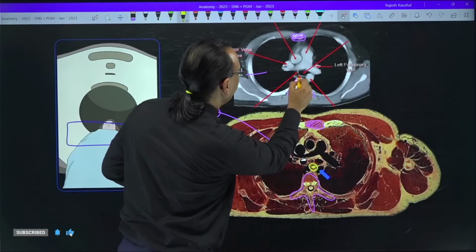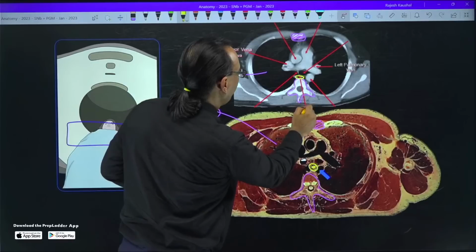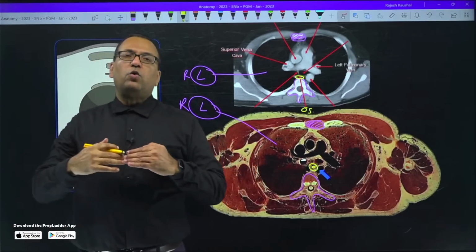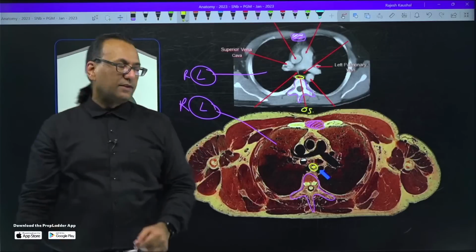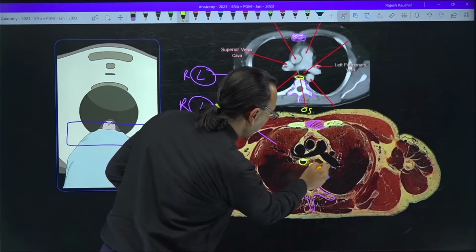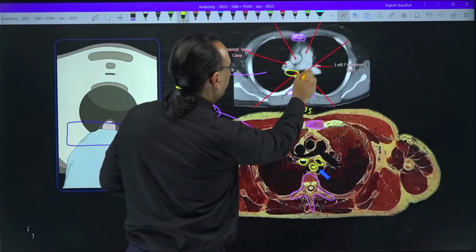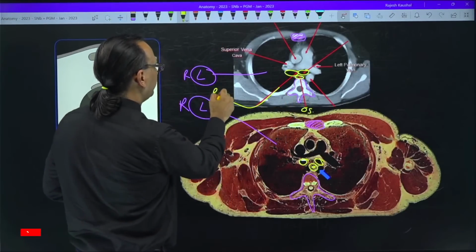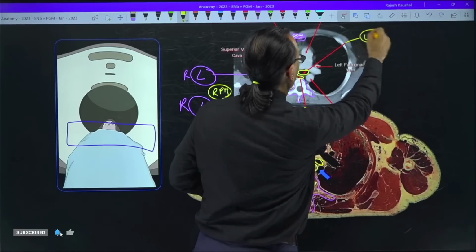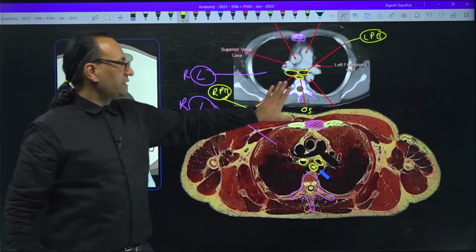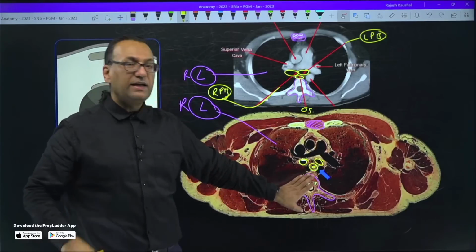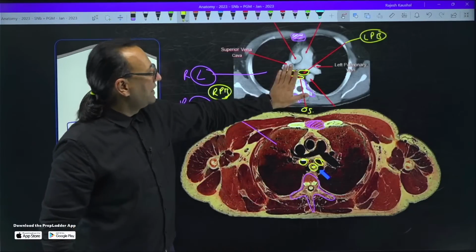This is esophagus. Now if that is esophagus just in front of the vertebra, what is in front of the esophagus? In front of esophagus what you see is one bronchus here, one bronchus here. This is right principal bronchus and that is left principal bronchus. So which is the most posterior thing? Vertebra. What is in front of that? Immediately esophagus.